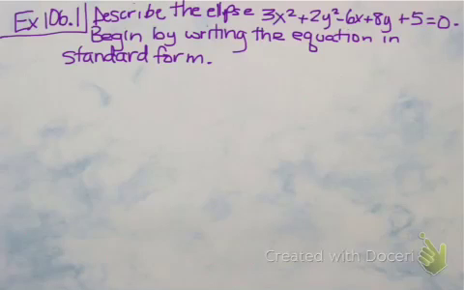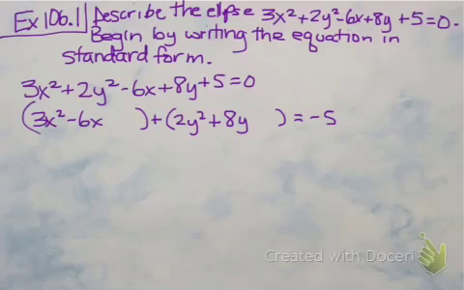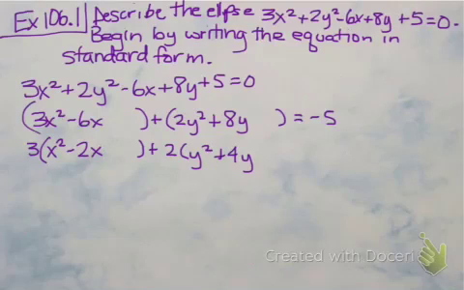Describe the ellipse 3x squared plus 2y squared minus 6x plus 8y plus 5 equals 0. Begin by writing the equation in standard form. So this time we're starting with the general form and we're going to work our way backwards to get to standard form. So the first thing that you want to do is rearrange so that we've got the x's paired together and the y's paired together, and then the constant term goes on the other side of the equal sign. From here you can see that on the x's we can factor out a 3, and on the y's we can factor out a 2, and that's all equal to negative 5 still.